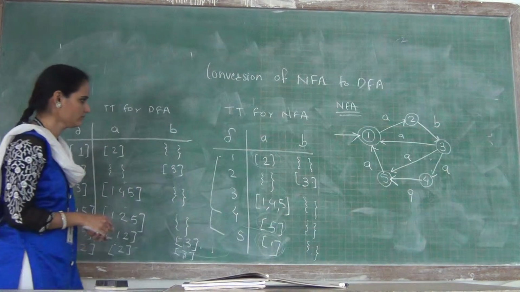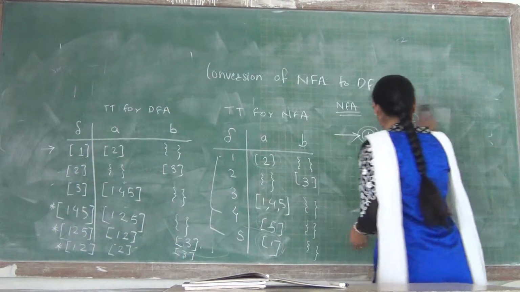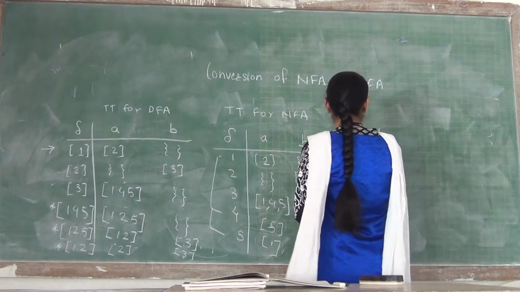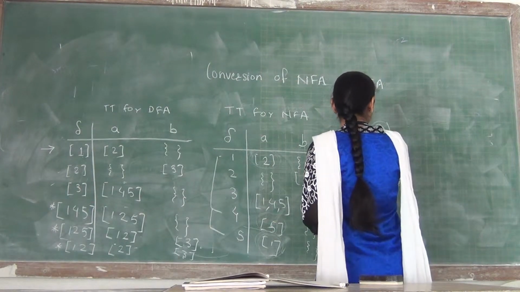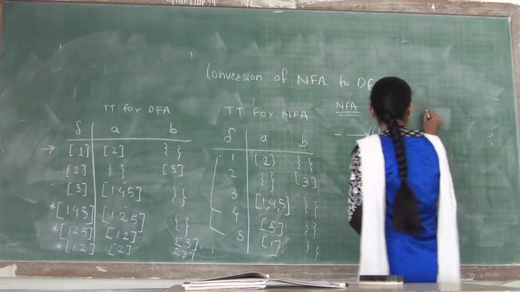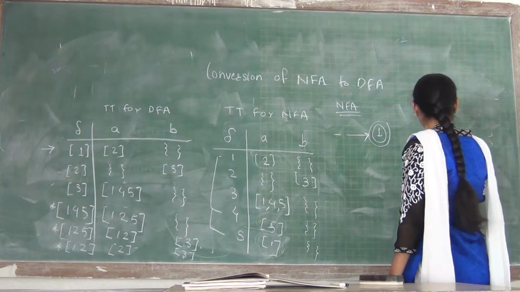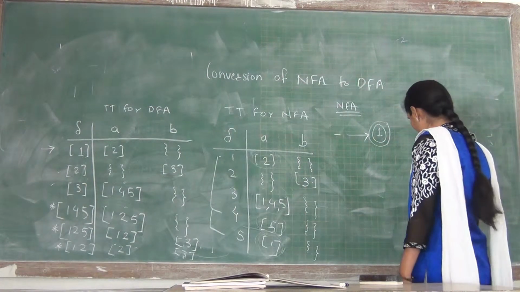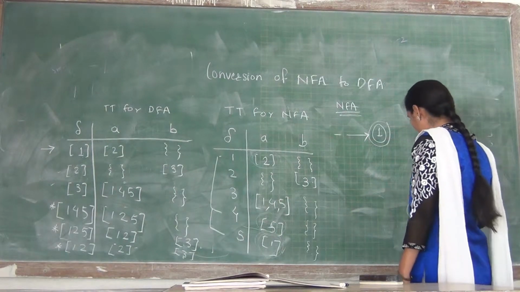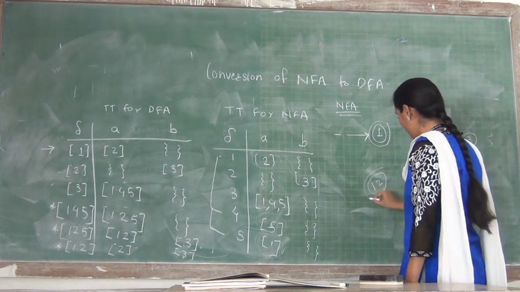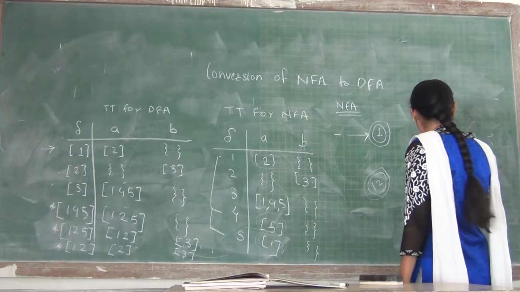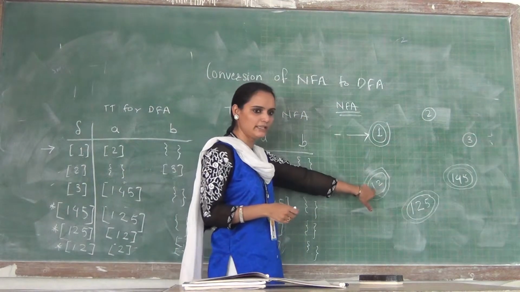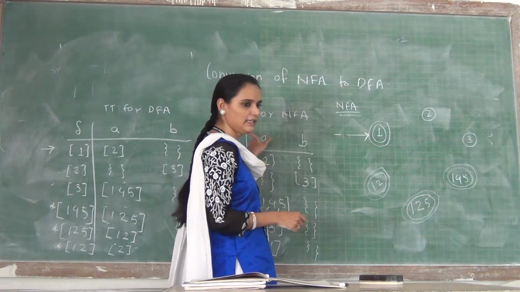Okay, so here draw the equivalent DFA. 1 is the acceptance state and the initial state, then 2, 3, 1, 4, 5, then 1, 2, 5 and 1, 2. 1, 2 is an acceptance state, 1, 2, 5 is an acceptance state, and 1, 4, 5 is also an acceptance state because it contains 1, which is the acceptance state of the NFA.